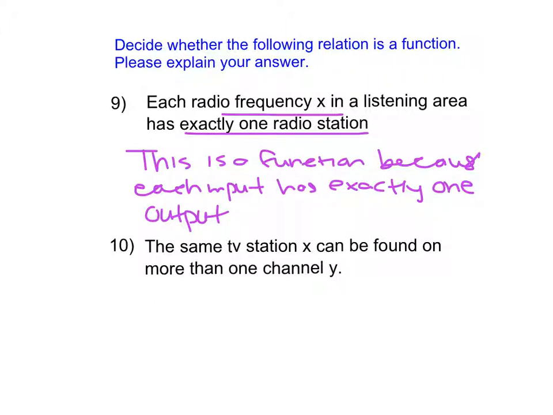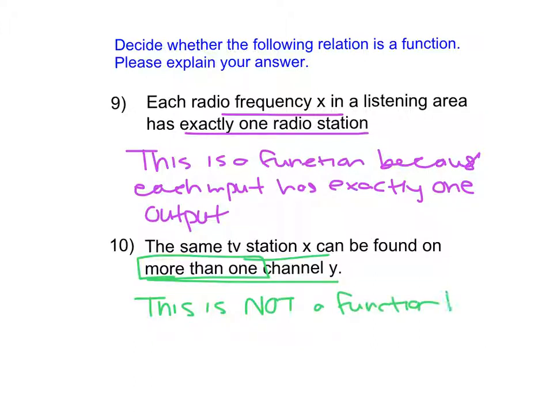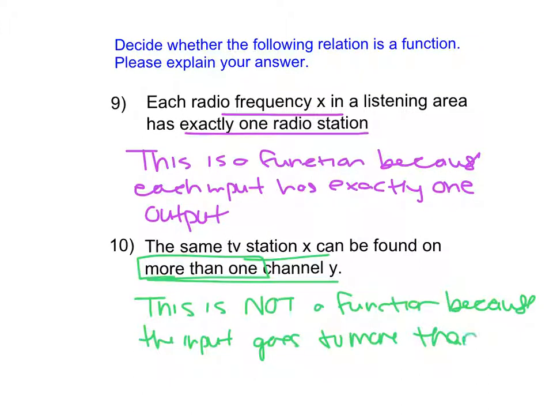Then if we look down at the bottom one, it says the same TV station X can be found on more than one channel Y. So this more than one part is telling us that each input goes to more than one output. So we would say this is not a function because the input goes to more than one output.